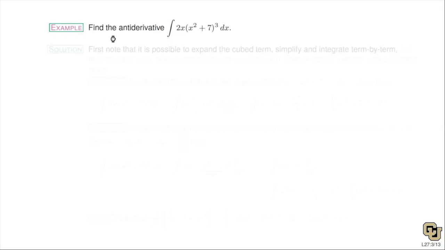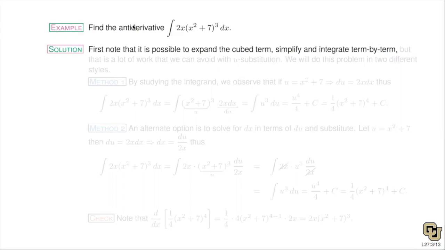So in theory, one thing we could do, which is a horrible idea, is to expand out the cubed term, distribute the 2x, and then integrate term by term. That's a lot of work, and is unnecessary. It's a lot of work that we could just completely avoid if we work smart here and use u substitution. So let me do this problem. I'm going to show it to you in two different styles. I'll use u substitution in both cases, but I'll do it in a slightly different style. And you should see which style you like, do it one way or the other, or maybe learn how to do it both ways.